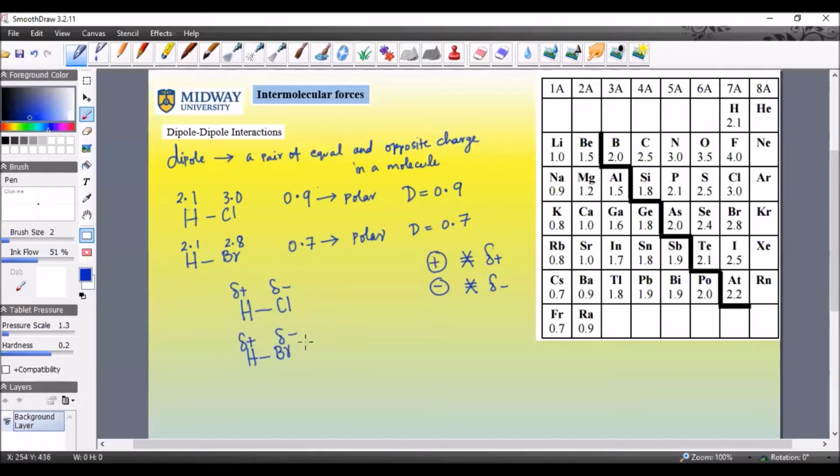Now, what's the larger implication of this? Let me write it down. The larger the dipole moment, the higher the boiling point of that substance in water.